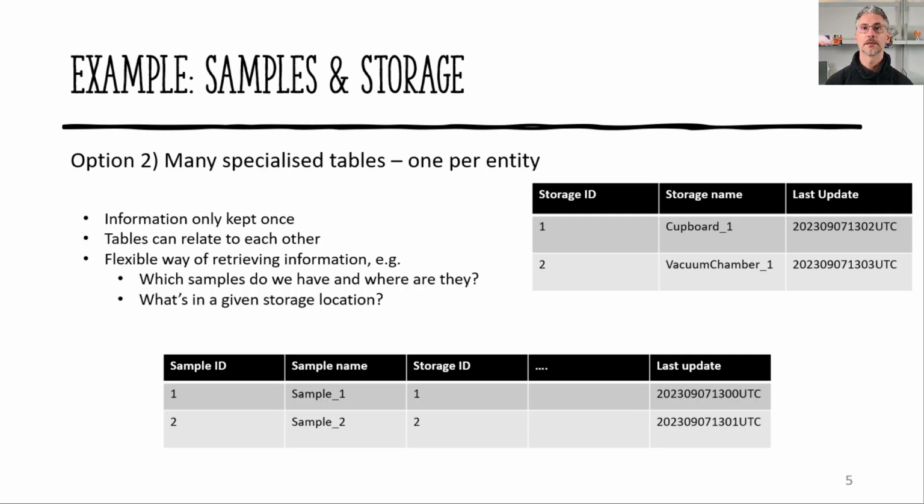Instead, we take a different route and we have many specialized tables, one per entity. In our minimal example here, we would have one table describing all the storage locations, so for example, a vacuum chamber or a cupboard or something like this. And we have one table that specifies all the details about the samples, but nothing else. And now we need to link those, and you can see here we have storage ID twice, once in the table for the samples and once in the table for the storages.